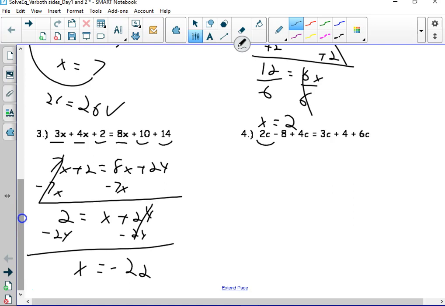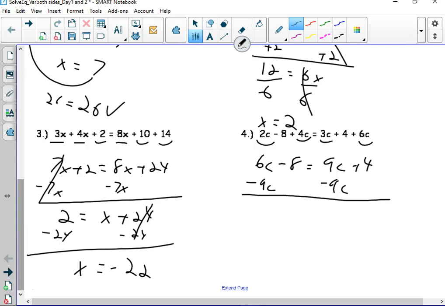Okay, over here I'm going to join my C's, and over here I'm going to join my C's. So 2C plus 4C is 6C, minus 8. 3C plus 6C is 9C, plus 4. Let's get a negative variable, just for the heck of it. I'm going to move the 9C to the left.